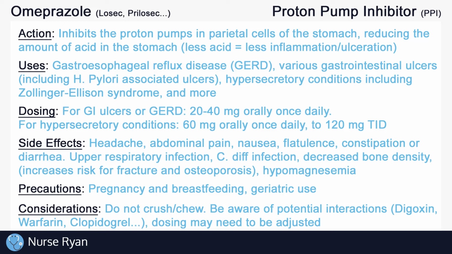It's also important to be aware of some of the potential interactions with PPIs. PPIs may interact with drugs like digoxin, warfarin, clopidogrel, and many more, either by increasing or decreasing their effectiveness. Dosing of these drugs may need to be adjusted when taking PPIs. And that's about it for the basics of omeprazole.